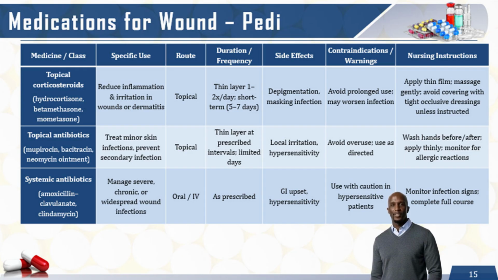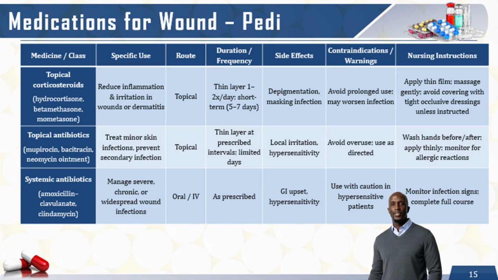Topical corticosteroids such as hydrocortisone or betamethasone help reduce inflammation and irritation, but they should be used short-term to avoid masking infections. Topical antibiotics, including mupirocin, bacitracin, and neomycin, help prevent or treat minor infections. Watch for hypersensitivity reactions and remind caregivers to apply with clean hands.